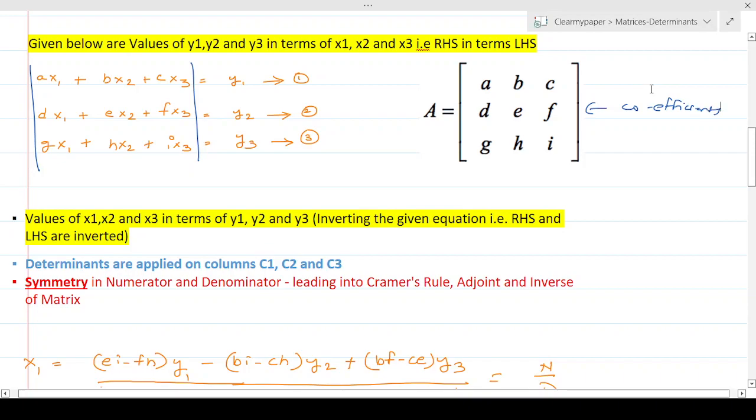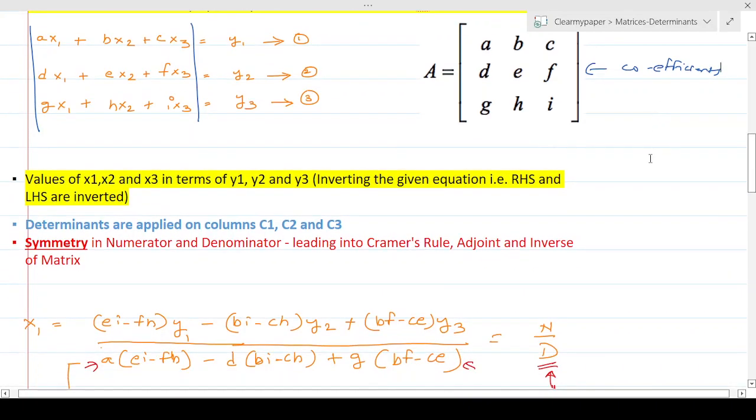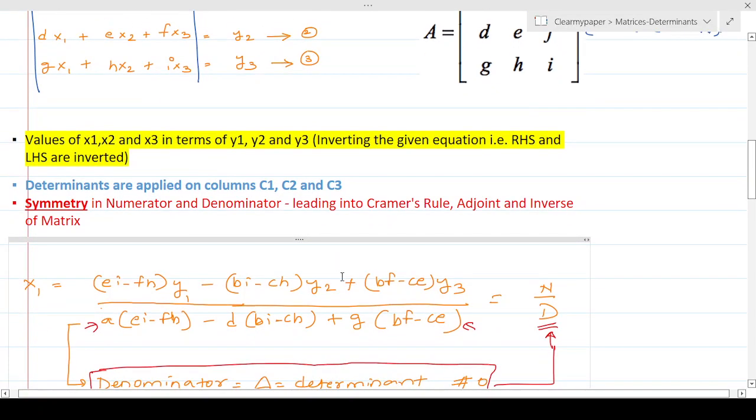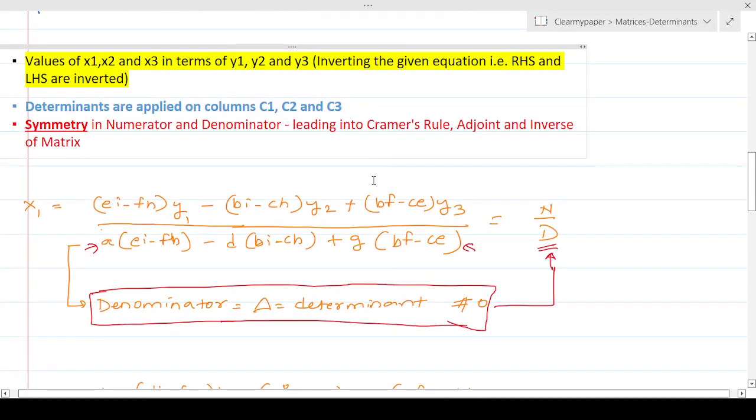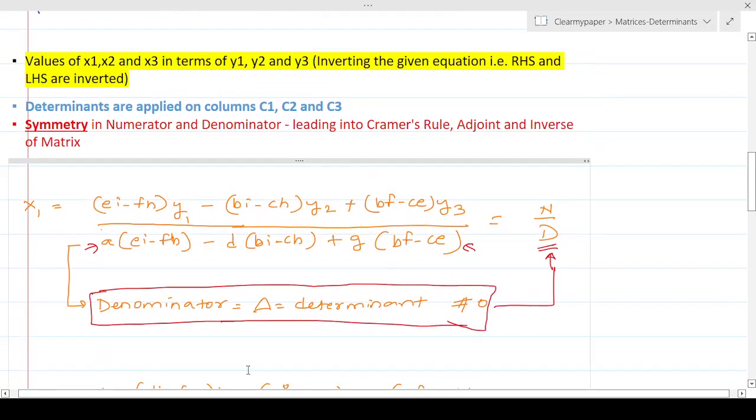We also did this: when trying to find the values of x1, x2 and x3, we derived the formulas by solving this as a set of simultaneous equations, and we came across 3 sets of equations for x1, x2 and x3.